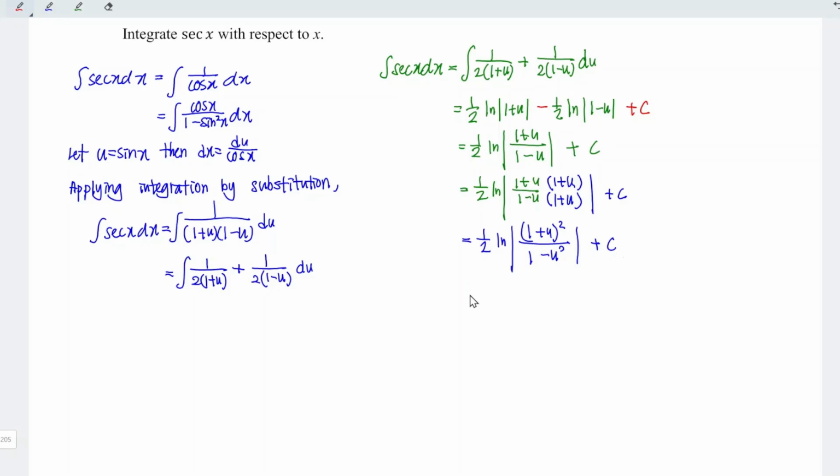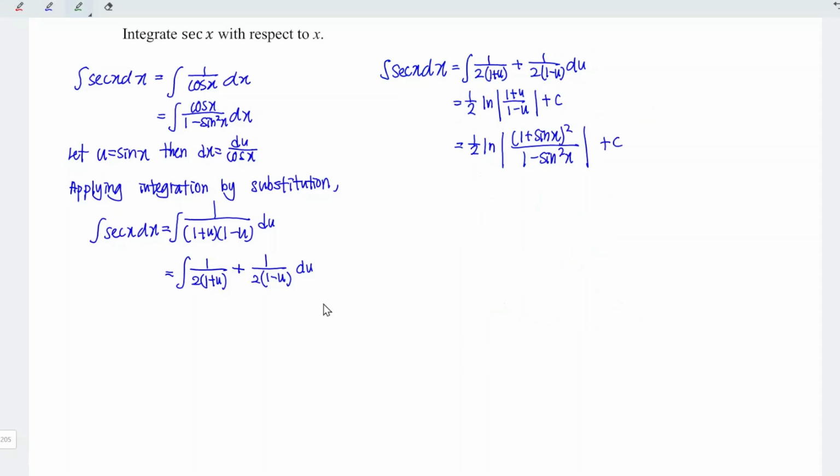So we should have 1 over 2 ln of (1 plus sin x) squared divided by 1 minus sin squared x, and add the constant c. And this is equal to ln of (1 plus sin x) squared divided by 1 minus sin squared x, which is cos squared x.